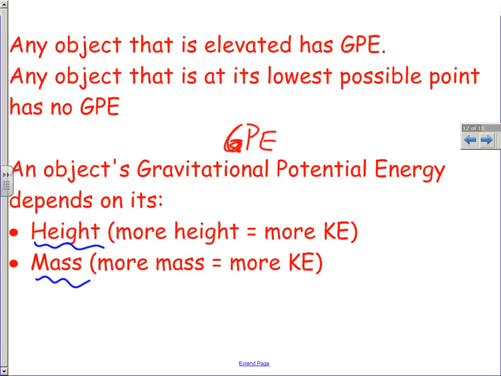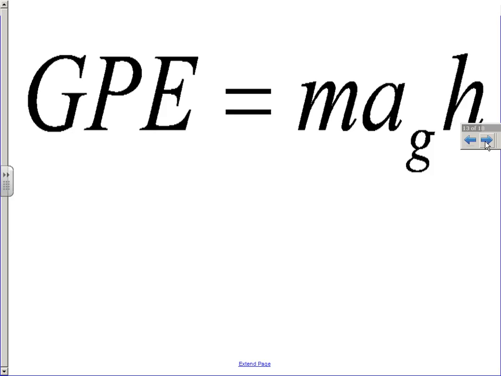All right, so how do you calculate it? Kabam! There's the equation for gravitational potential energy. You take the mass, you multiply it by the acceleration of gravity. We're going to use 10 meters per second squared. We're not going to worry about the negative sign. In this class we're going to make the acceleration of gravity positive here.